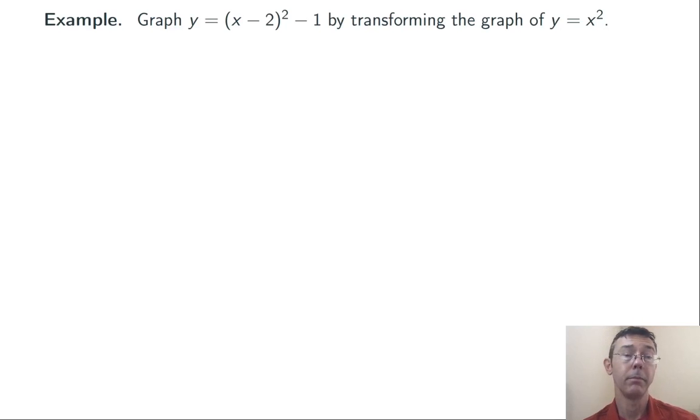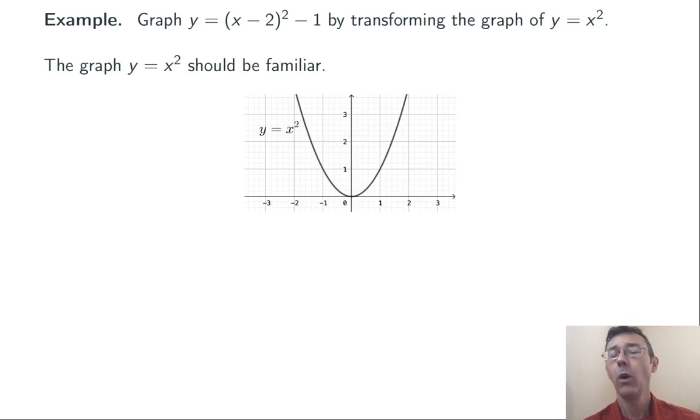Let's work through some examples. First, let's graph y equals x minus 2 quantity squared minus 1, starting from the graph of y equals x squared and applying some of these transformations. So hopefully we all know what the graph of y equals x squared looks like. It's a parabola whose vertex is at the origin.